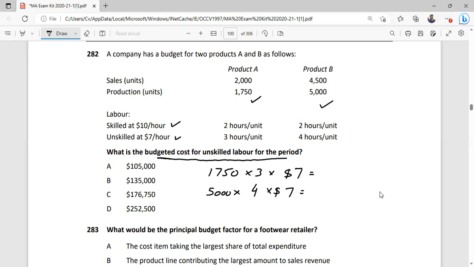So we can calculate the value. 1750 into 3 into $7 is $36,750, and then 5,000 units at 4 into 7 is 140,000. So the sum is $176,750. C is the right answer.